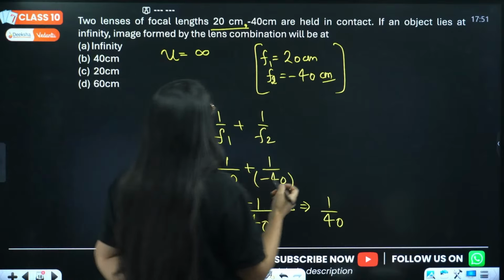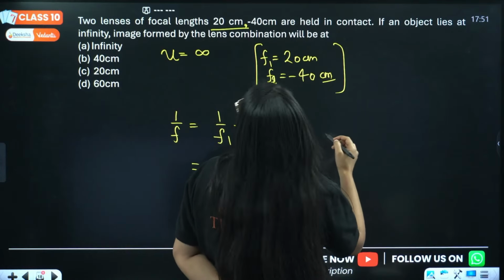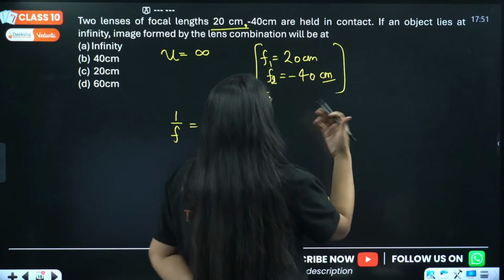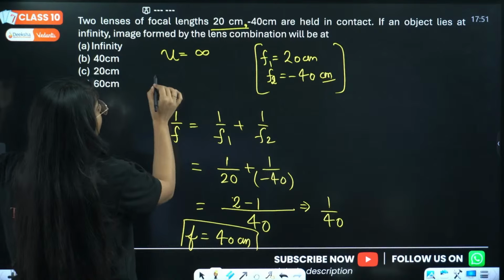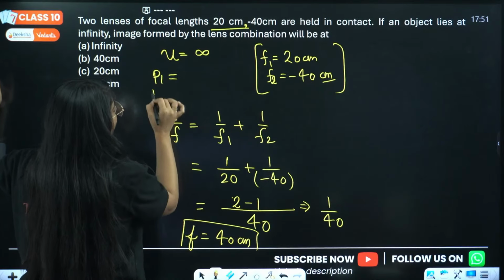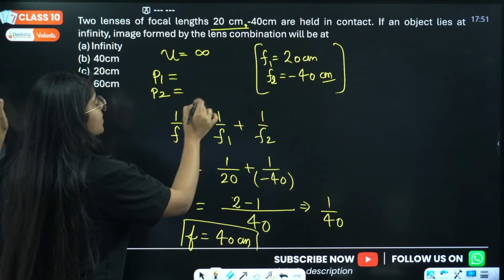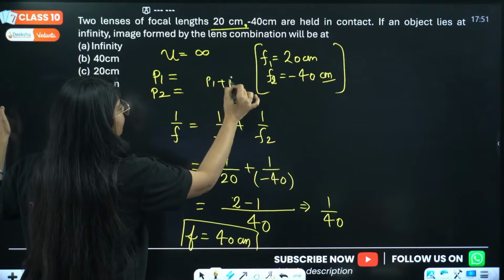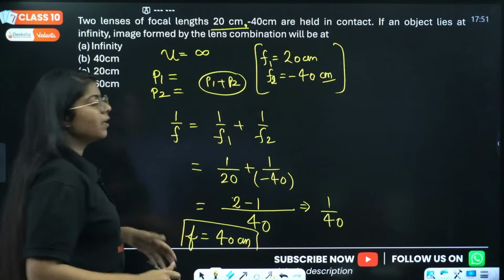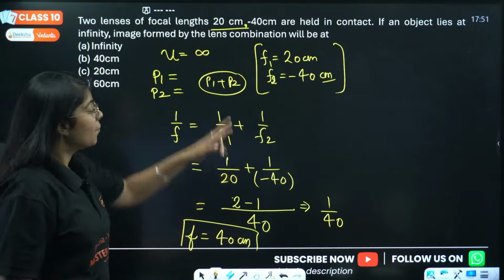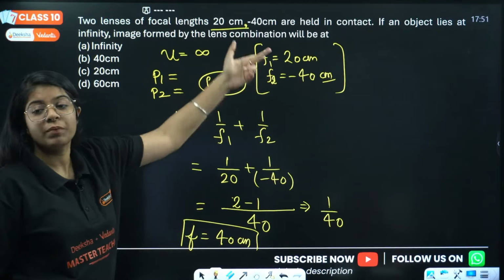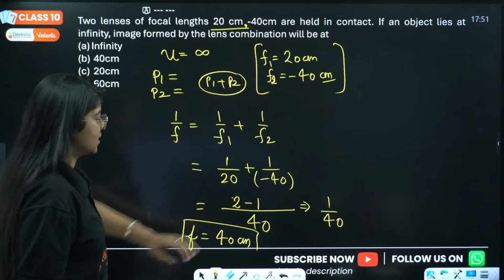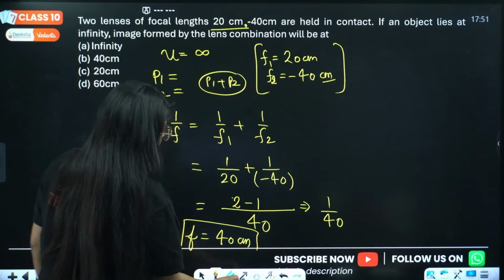If I had to find the power, we don't need to here, but you can find the power of both the lenses first and then simply add them, P1 plus P2. It will be the same, but for that you have to change them into meters first. Okay, yes, focal length is 40 centimeter.